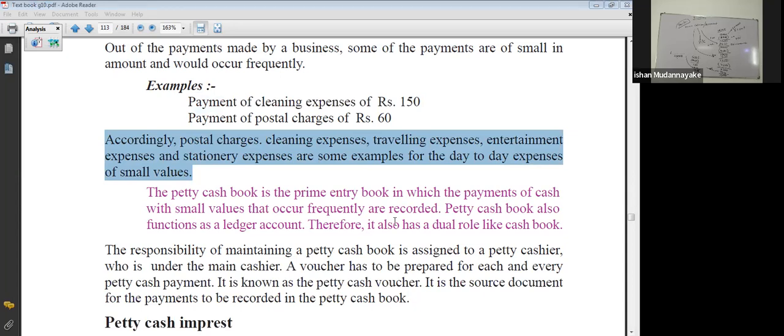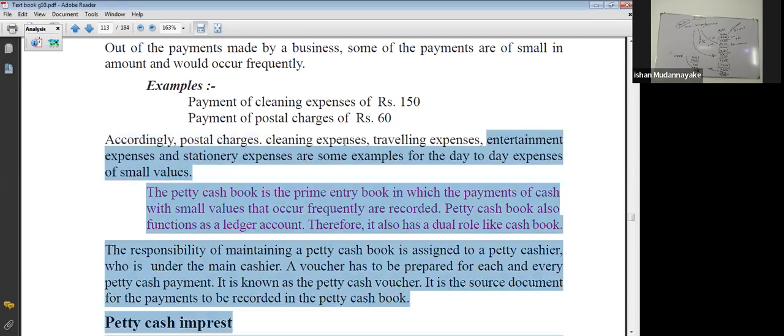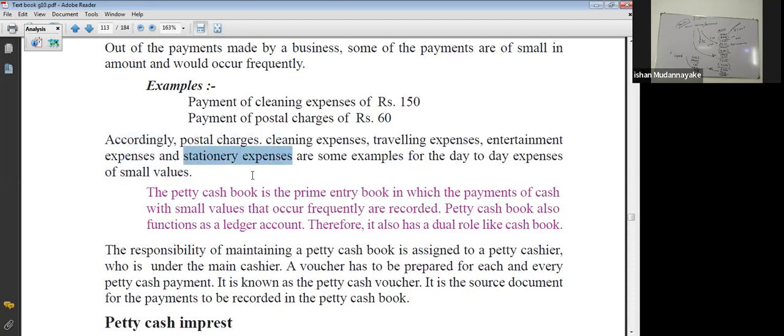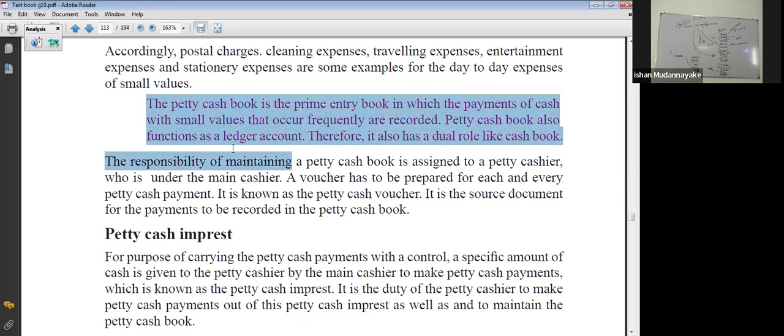Postal charges, cleaning expenses, entertainment expenses, and stationery expenses are some examples of day-to-day expenses of small values. What are the small cash payments? Insurance, postal expenses, training expenses, travel expenses, entertainment expenses, stationery expenses. There may be different types of small cash payments in a business organization.